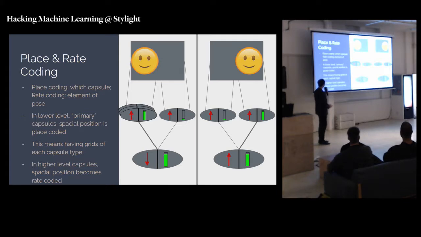Okay, so in capsules, how this fits in once again: in the lower levels, spatial location is place coded, while in higher levels it becomes rate coded.